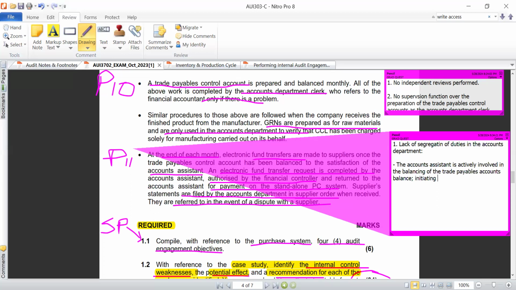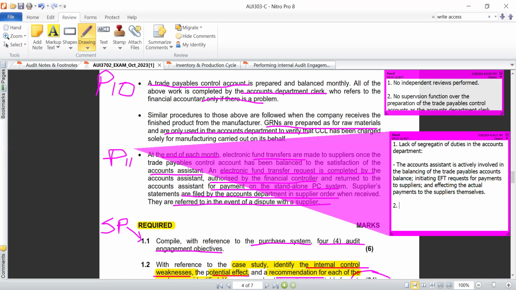Initiating EFT requests for payments to suppliers. What else? And effecting the actual payment to the suppliers themselves. That's the weakness there. That's the first. I'm writing it in full, right? So that's the first weakness I can already see just from this problem area number 11.